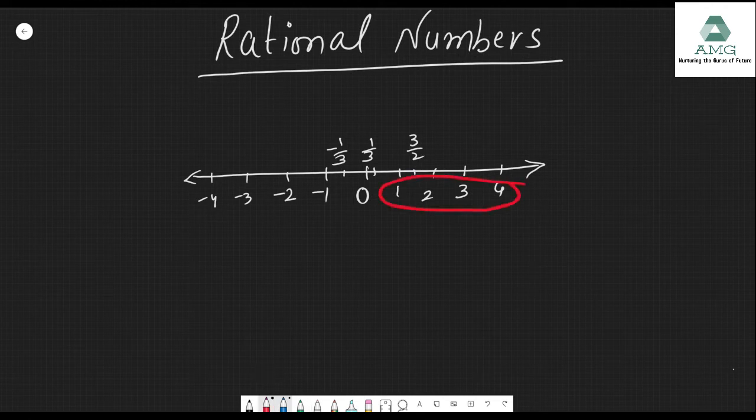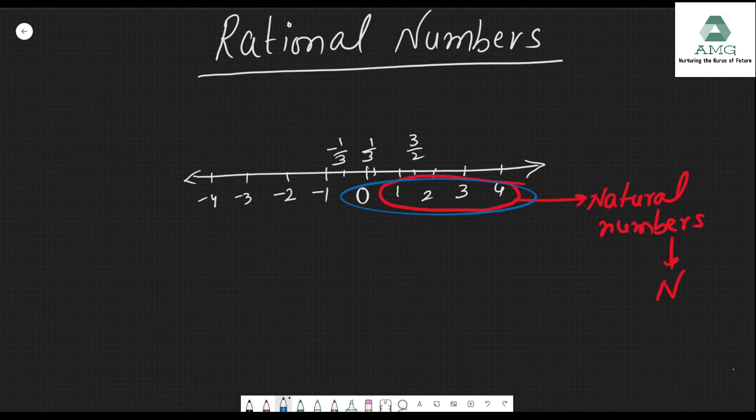Now, I'm going to make some collections of some numbers. First collection is starting from 1 up to infinity. What is this collection called? This collection is called natural numbers. Natural numbers are denoted by capital letter N. But if we include 0 also in this collection, we get a new collection of whole numbers. So whole numbers start from 0 up to infinity. Whole numbers are denoted by capital letter W.